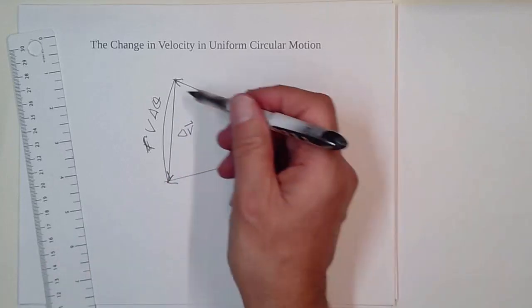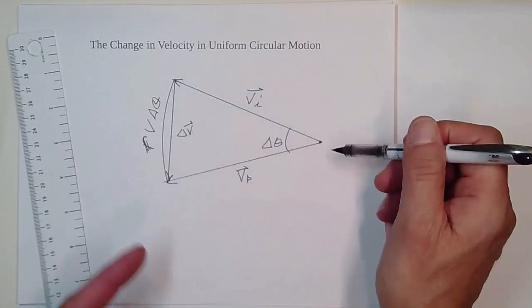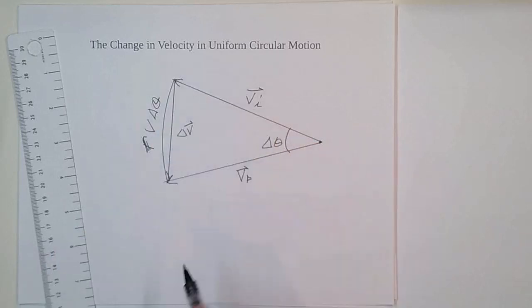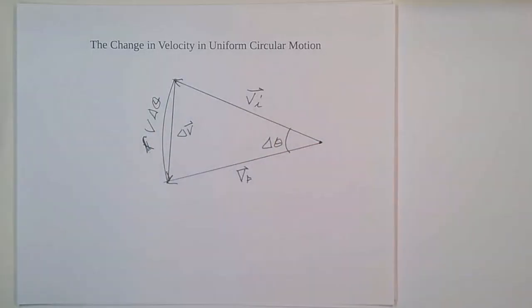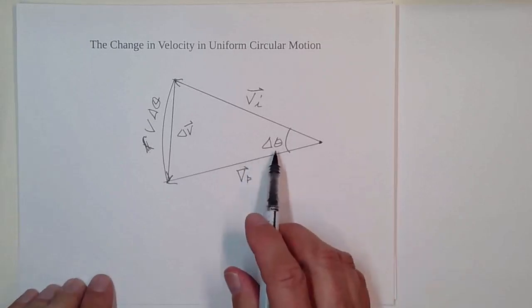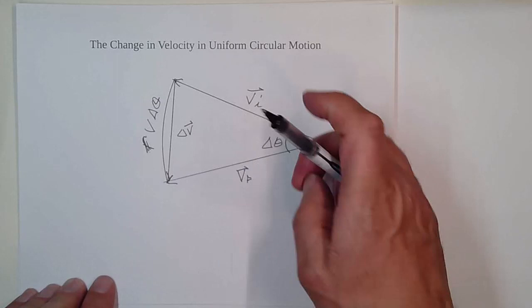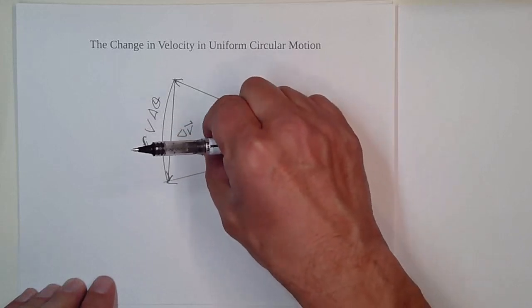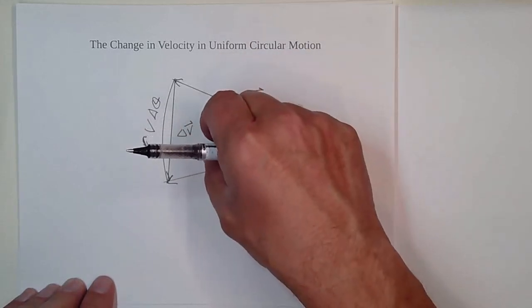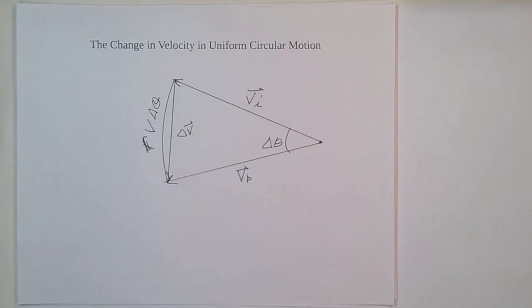Okay, V initial plus delta V equals V final. So that's equal to that. Now I'd like to consider two things that are going to happen as the time interval shrinks. If the time interval shrinks, delta theta is going to shrink, and so this little angle here is going to get smaller and smaller. And I'd like to draw something that's going to occur as that happens.